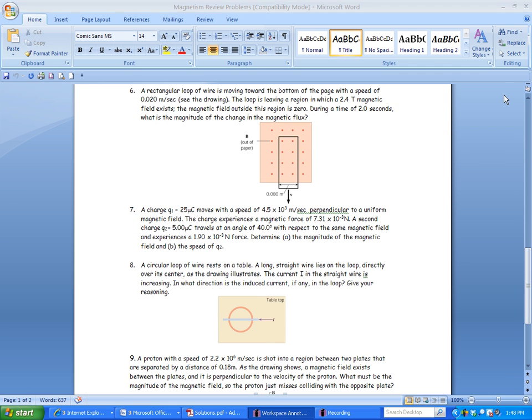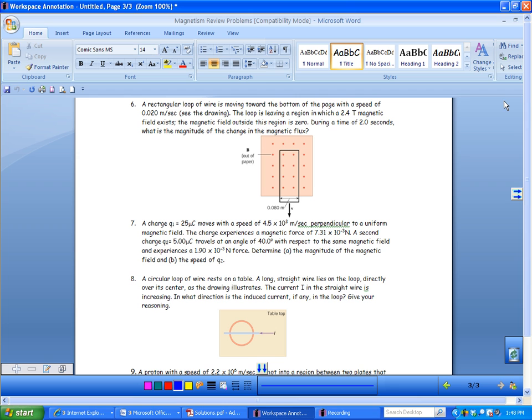Number 6 says, a rectangular loop of wire is moving toward the bottom of the page with a speed of 0.02 meters per second. So there's my V, 0.020 meters per second. The loop is leaving a region in which a 2.4 Tesla magnetic field exists. So there's B, 2.4 Tesla. And the magnetic field outside this region is 0 during a time of t equals 2 seconds. What is the magnitude of the change in the magnetic flux?